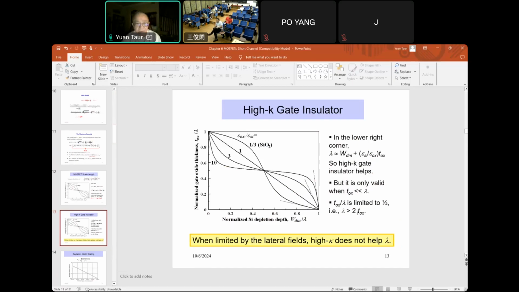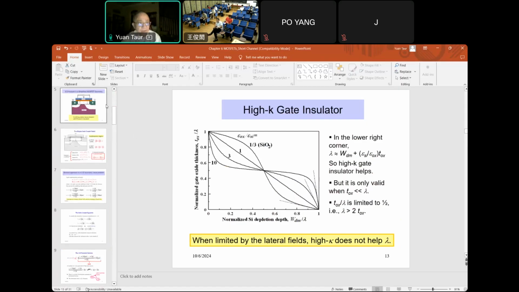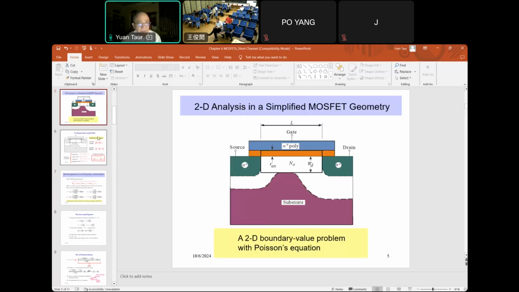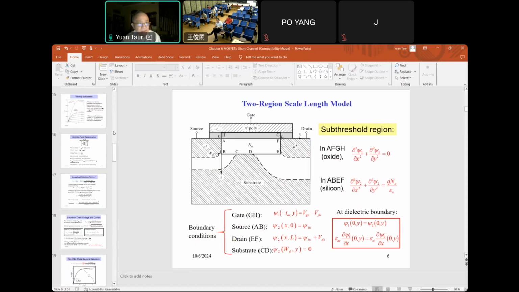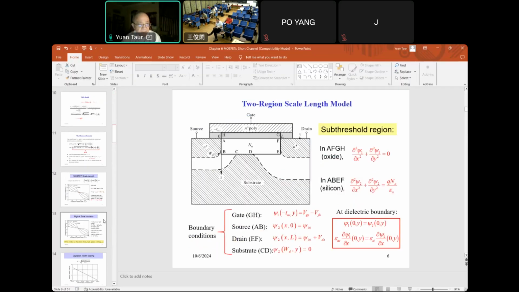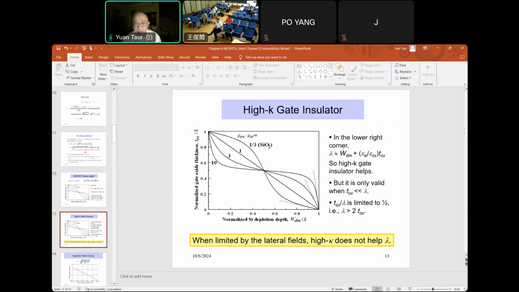Okay. So in this case, this model we go to 2. In the beginning, we go to 2 region, the 2 region scale length model. If it's 1 region, then you only get this result. But the 2 region shows that that's not the whole story, especially with high K insulators.